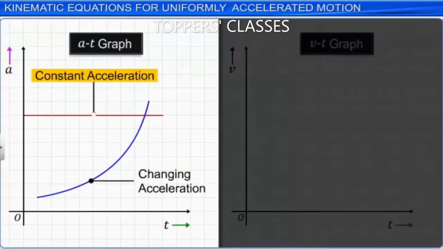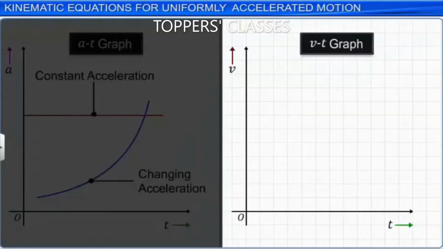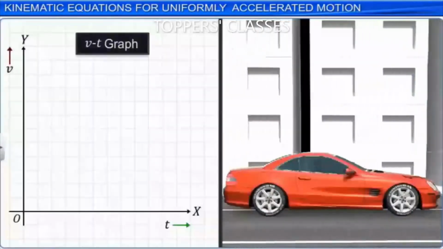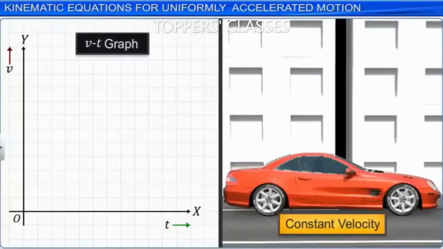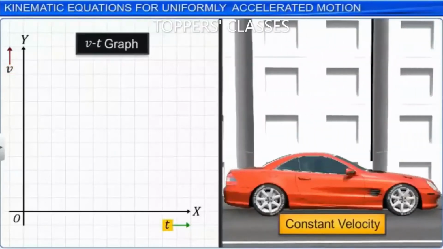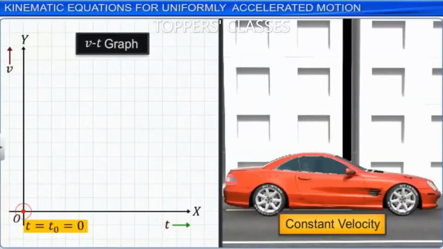vt graphs help us understand the given problems a little more clearly and solve them easily. Let us look at one interesting aspect of the vt graph. This graph actually helps find the displacement of a body. Let us consider an example where a body is moving with a constant velocity, v, during the time interval, t, where t is equal to t0 is equal to 0 to t is equal to t1.